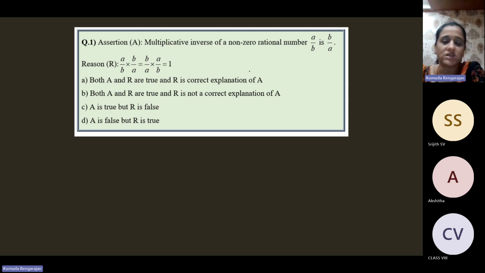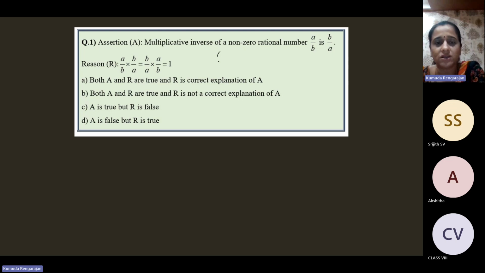Now, when you take the rational number 0, 0 is 0 by 1, and its reciprocal is 1 by 0. 1 by 0 is not defined. So 0 does not have a reciprocal. The rational number 0 does not have a reciprocal.